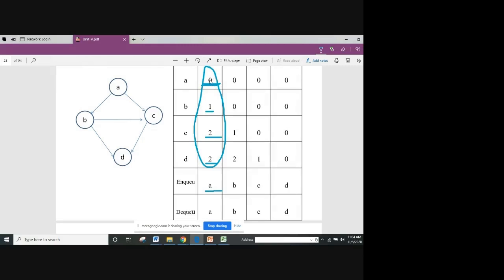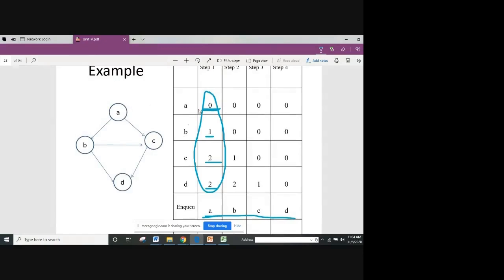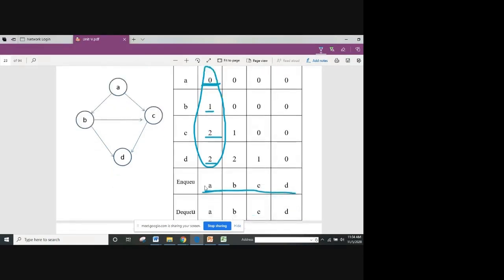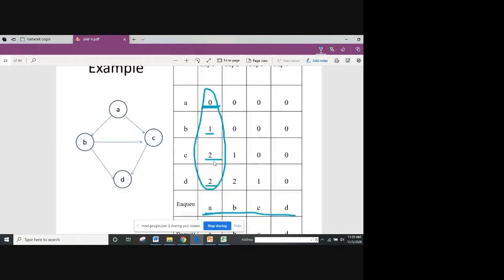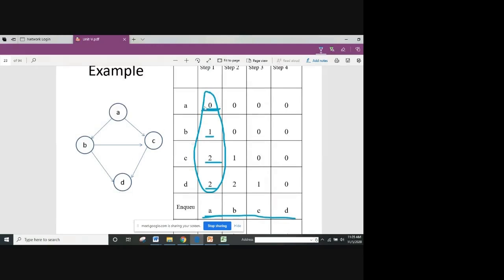Maybe if A is not 0, and C is containing 0, then C only will come first. In this diagram it is coming in order, but it is not necessary that it should come in order. For example, if A does not have 0 and only B has 0, then B only will be pushed into the Q first. Clear? Okay. So I have calculated whose in-degree is 0 and pushed it into the Q.